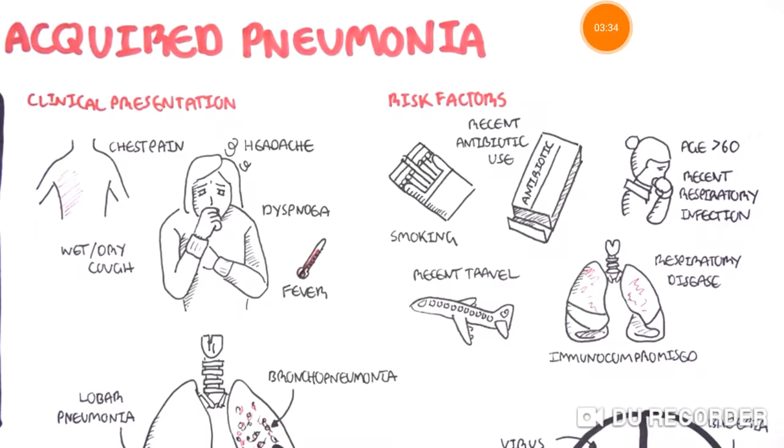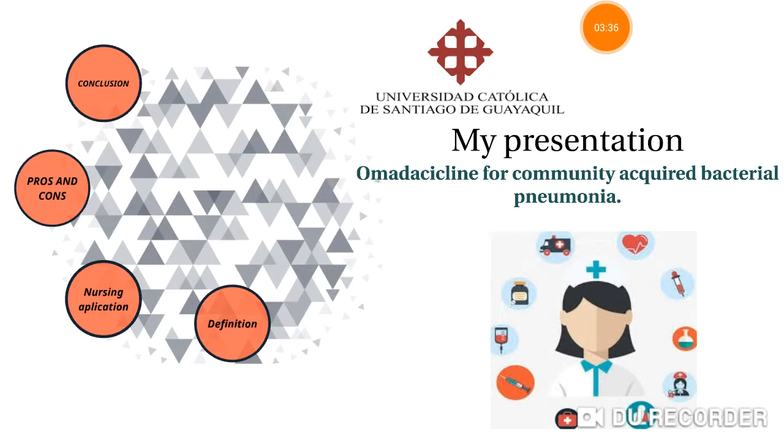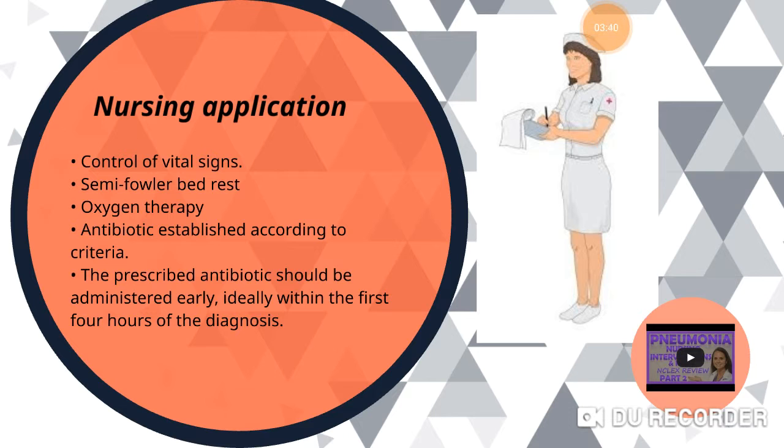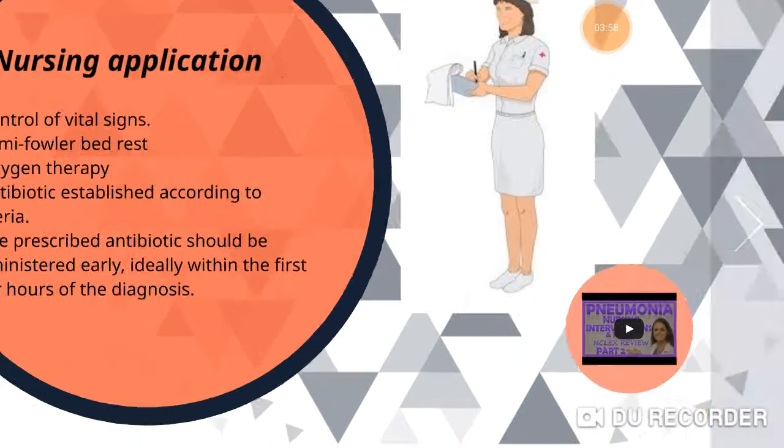The next question is nursing application. Control of vital signs, semi-Fowler bed rest, oxygen therapy, antibiotic established according to criteria. The prescribed antibiotic should be administered ideally within the first 4 hours of the diagnosis.